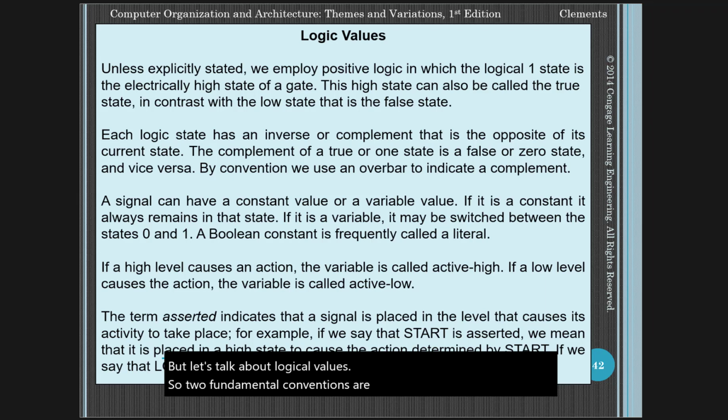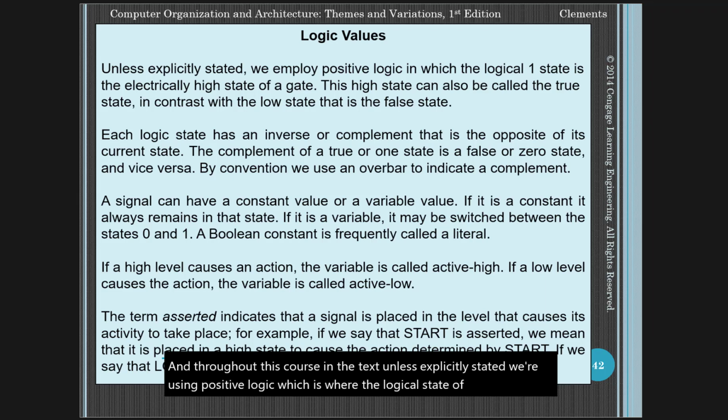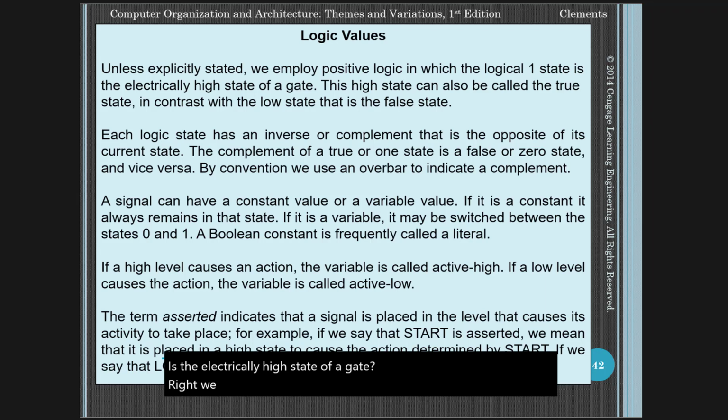So 2 fundamental conventions are used to describe logic systems. One is positive logic, and the other is negative logic. And throughout this course in the text, unless explicitly stated, we're using positive logic, which is where the logical state of 1 is the electrically high state of a gate, right? We also call this the true state, in contrast with the low state, which is the false state. So each logic state has an inverse or complement that is the opposite of its current state, right? The complement of a true or 1 state is false, or 1 and 0, right? Vice versa.